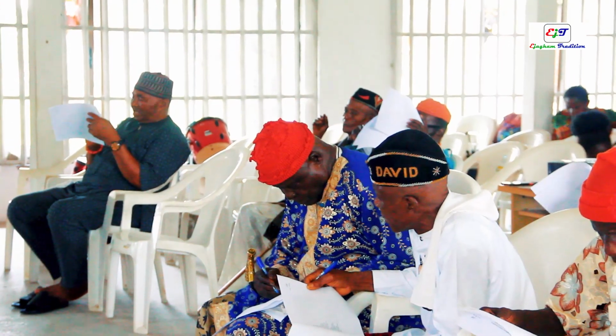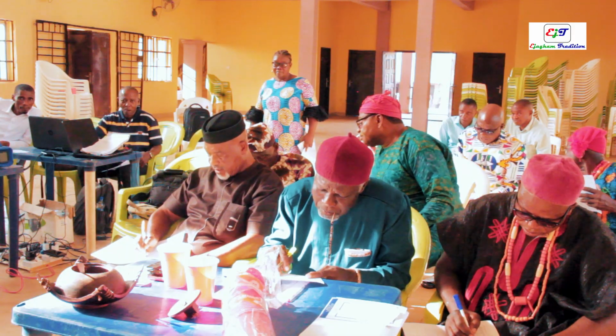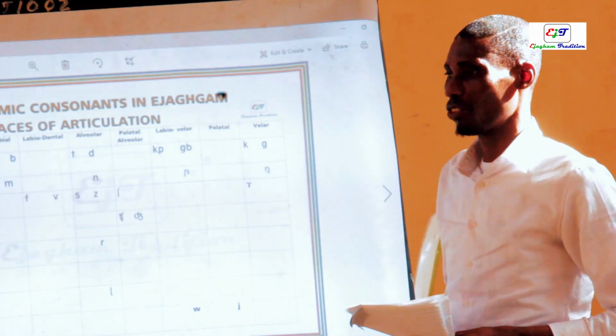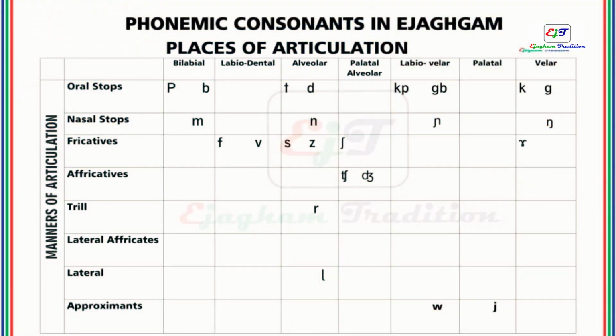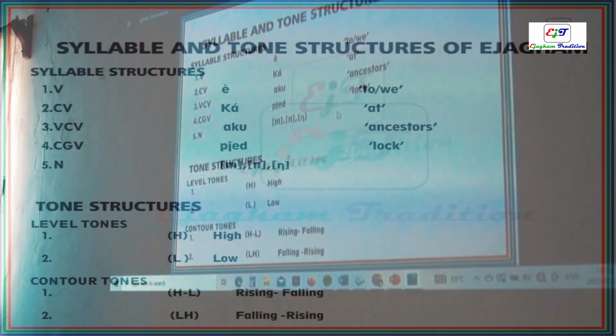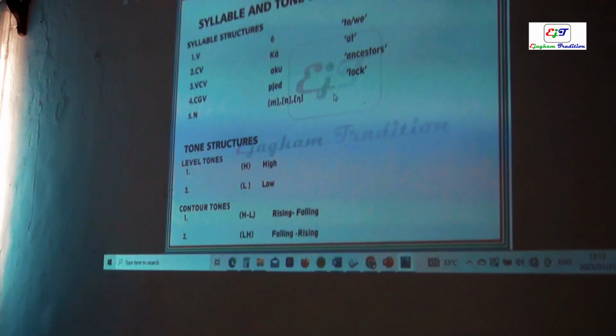Four key activities framed this engagement. The first was the exhibition of the proposed orthography. Here, the consonant and vowel charts, syllable structure and tone were explained in detail to participants.